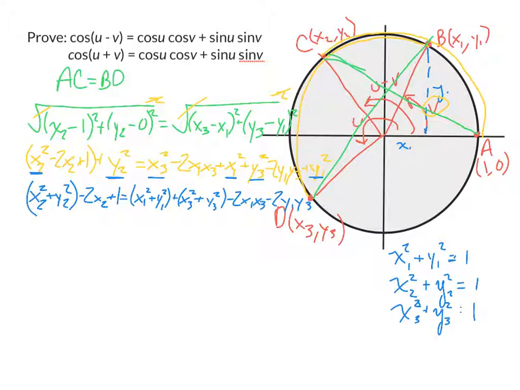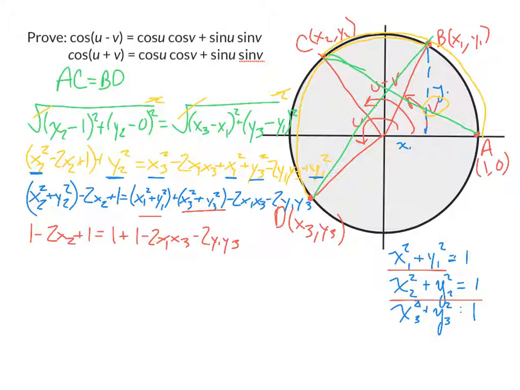x2 squared plus y2 squared, we already showed that that was the same as 1. So I have 1 minus 2x2 plus 1 equals, and then the x1, y1 that are squared is 1, and the x3 squared and y3 squared sum to make 1. So that becomes 1 plus 1, and then minus the 2 x1, x3 minus 2y1, y3.